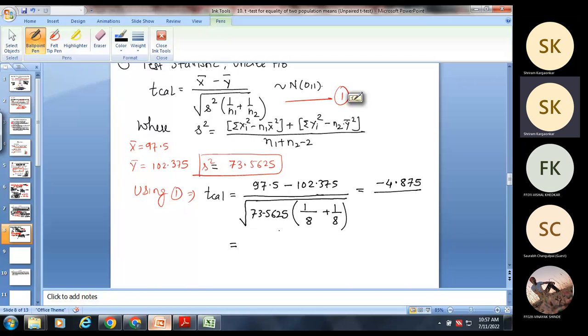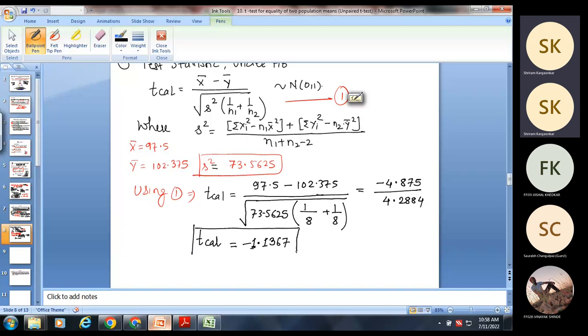Upon, I write this term: the square root of 1 by 8 into 73.5625. When you solve this, you will get the term 4.2884. Now get the calculated value of t statistic. It is minus 4.875 divided by 4.2884. That value comes to be minus 1.1367. This is the calculated value.